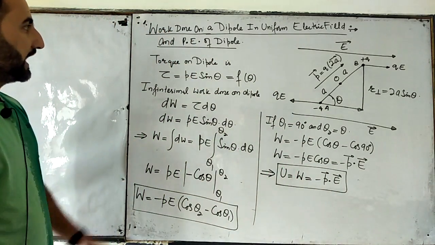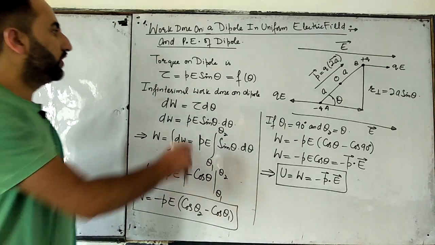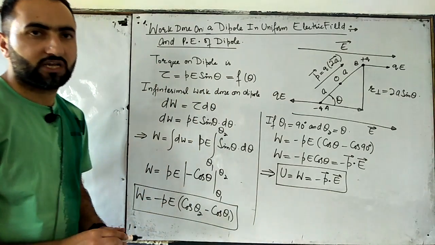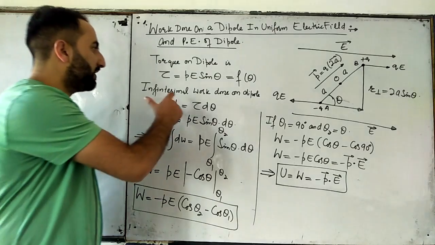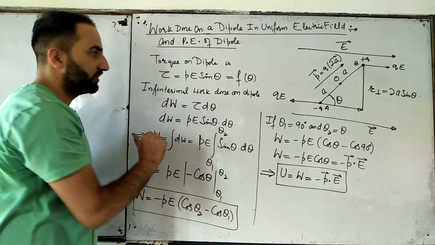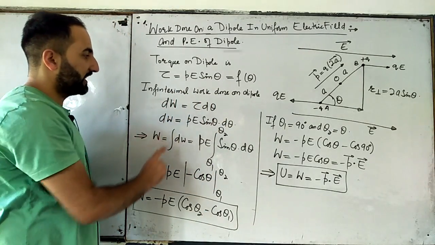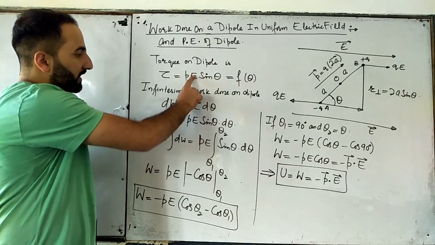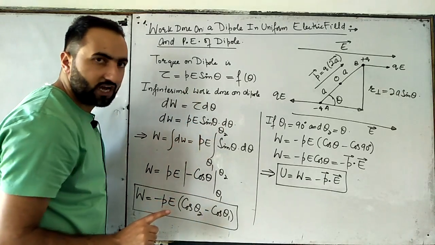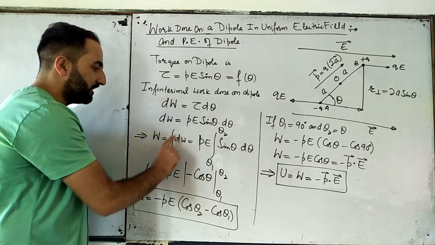Okay? Again, you see that the torque on the dipole is equal to P E sin theta, which is a function of theta. Now, how to calculate work done? First of all, calculate the infinitesimal work done for the small displacement d theta. So after torque, what did I write, beta? P E sin theta d theta. Now net work done you want to calculate, integrate this function.